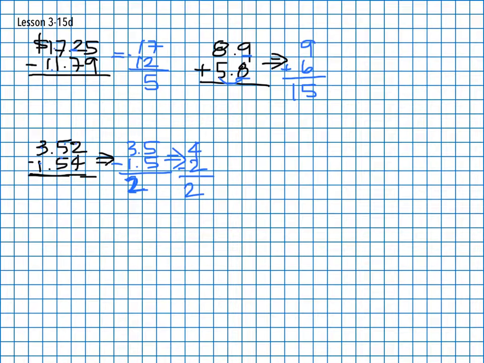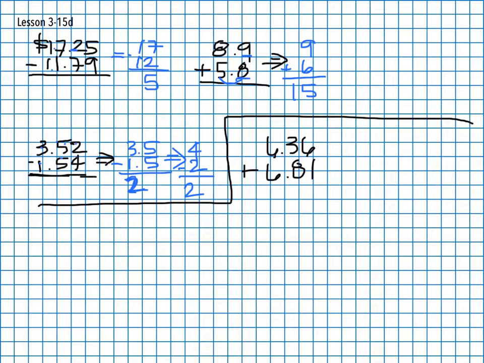So I'm going to give you 3 problems, and I want you just to round them to get an estimate. And then when you're done with that, I would like you to actually finish the subtraction problem or the addition problem to see if your estimation was close. So here's the first problem. 6 and 36/100 plus 6 and 81/100. So why don't you first estimate and then add it to see how close your estimation was.